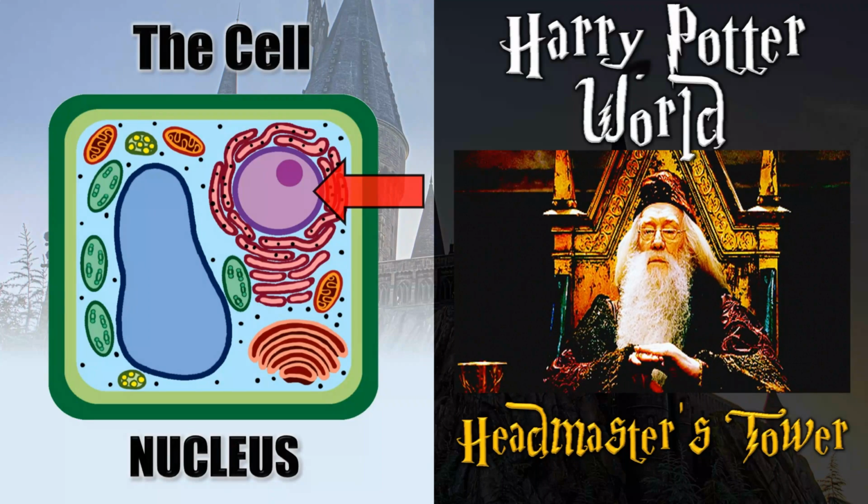Just like the nucleus, it is where the genetic process takes place. That's why the nucleus is also the command center of the cell. So both Dumbledore and the nucleus function as the control center.